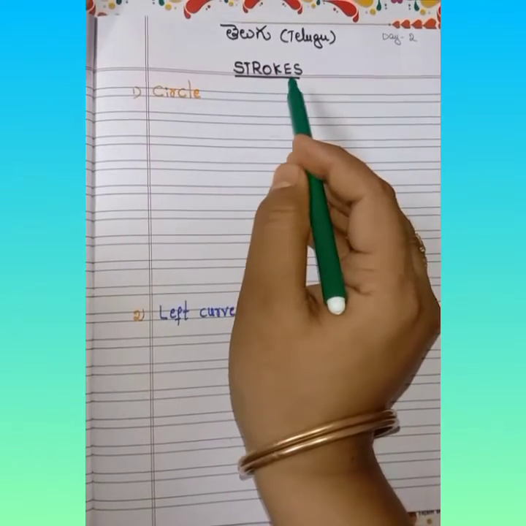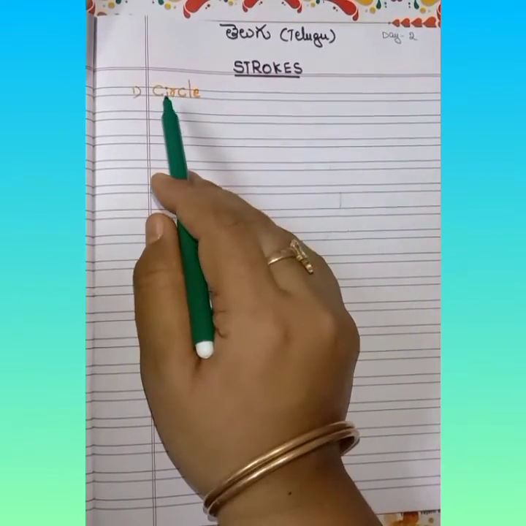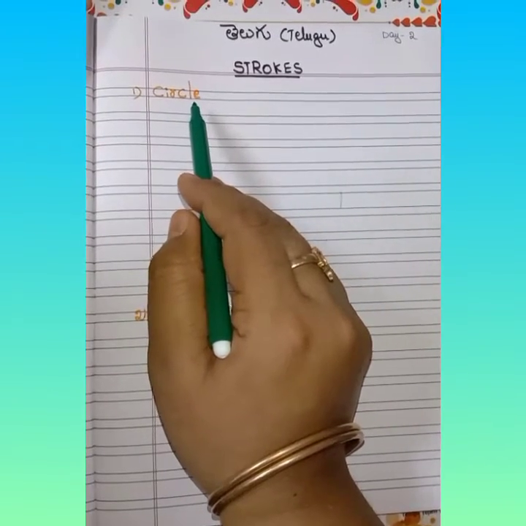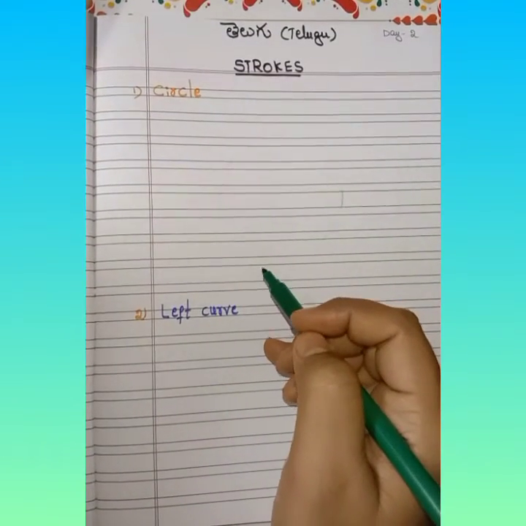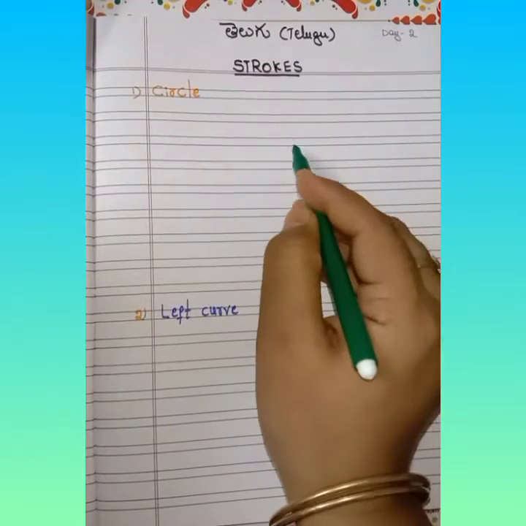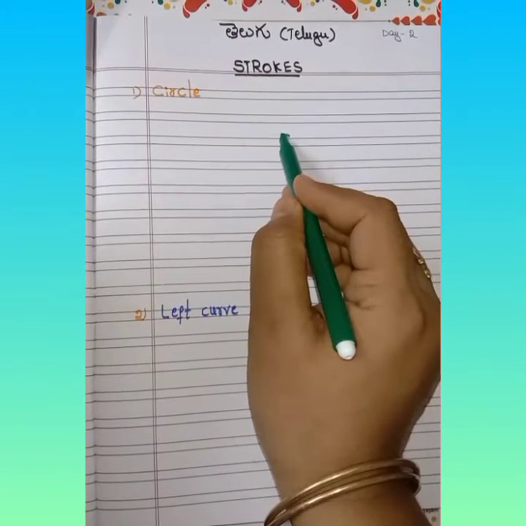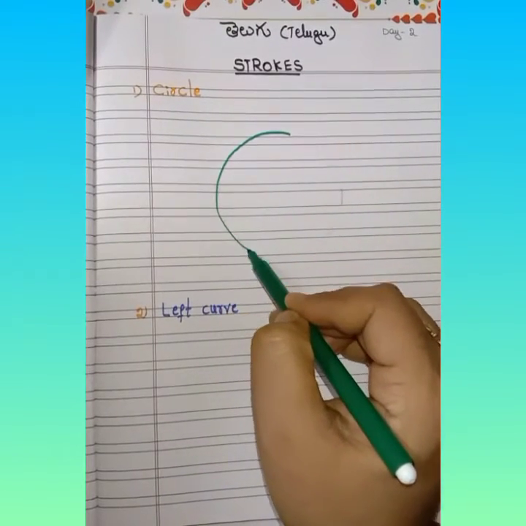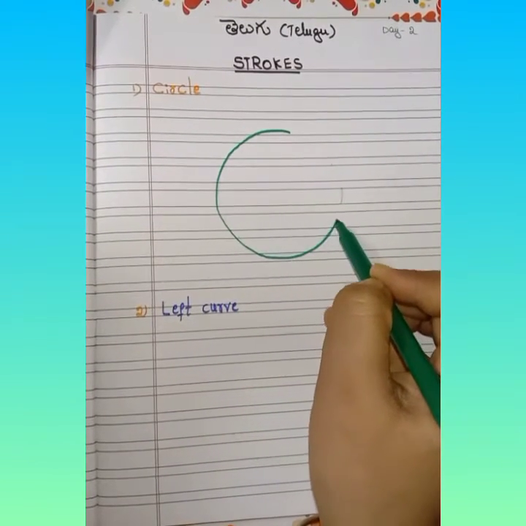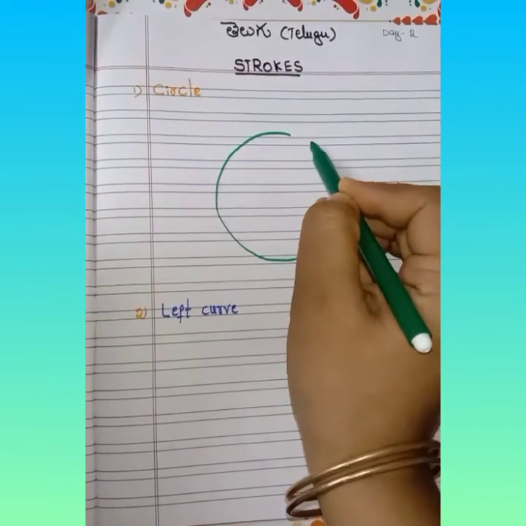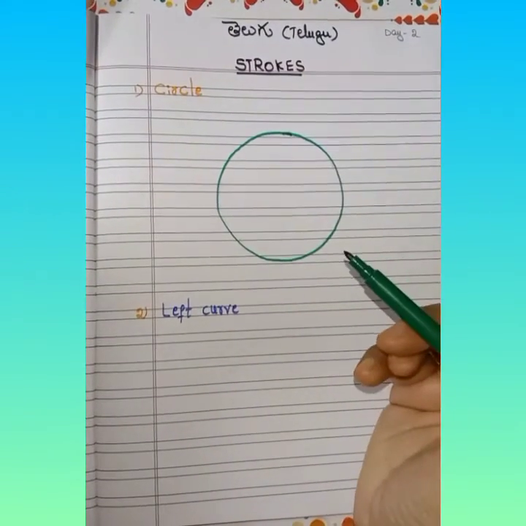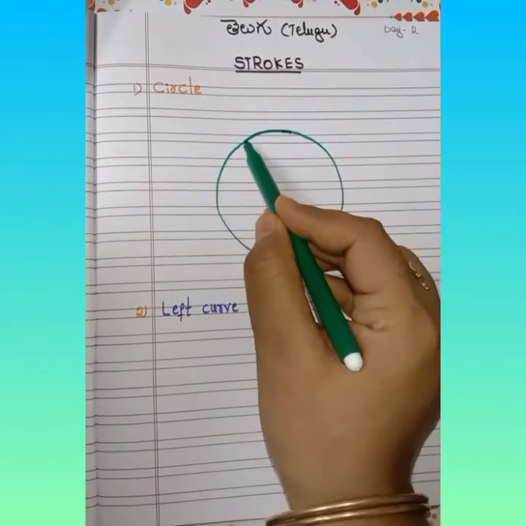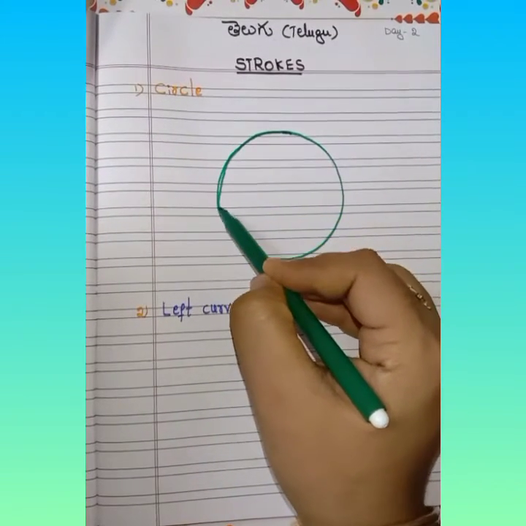Okay. Strokes. This is circle. See, children, how I am tracing the circle. See carefully, children. Join the dots and trace the circle. Okay, like this. Okay, children, once again I repeat. See carefully, this is circle.